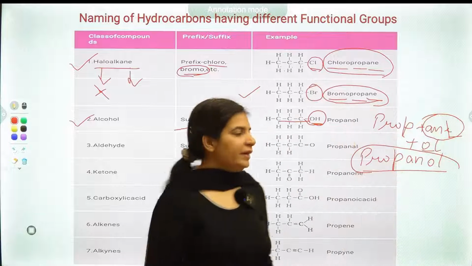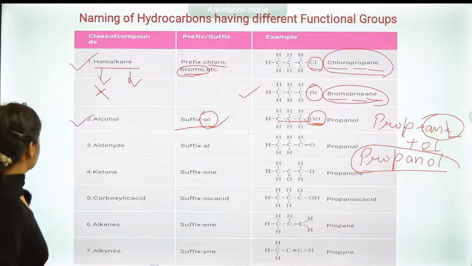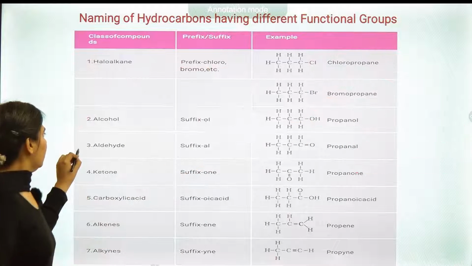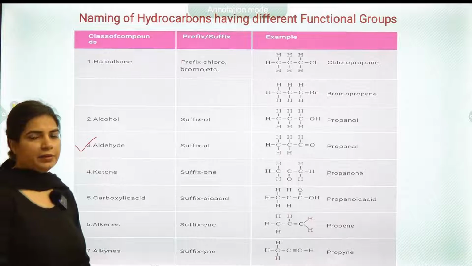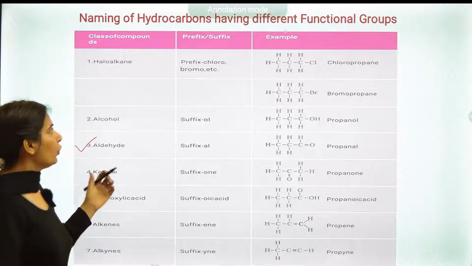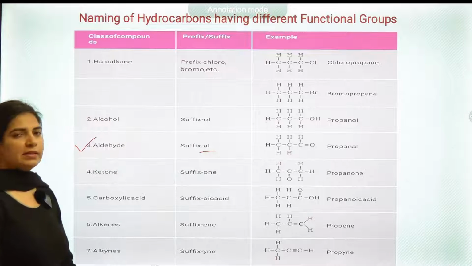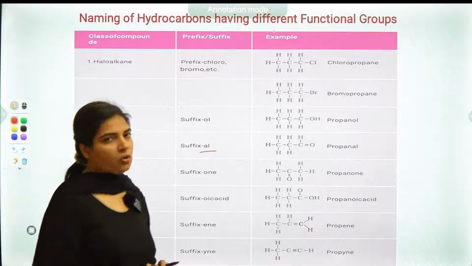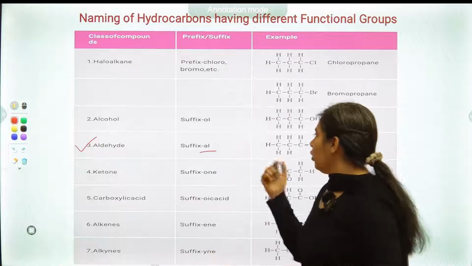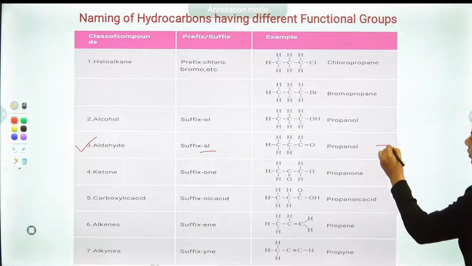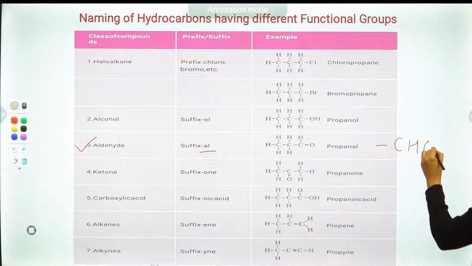Let's move to next functional group. Here, that is aldehyde. And for aldehyde, we are going to use the suffix that is -al. Now let's talk about the example. Here, for aldehyde, we are having CHO group.